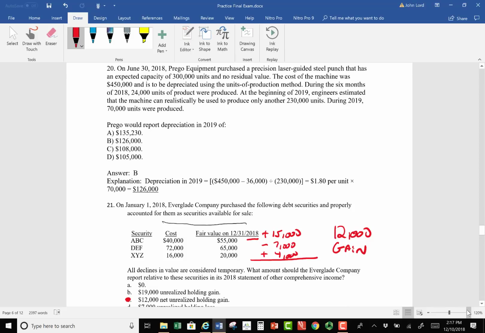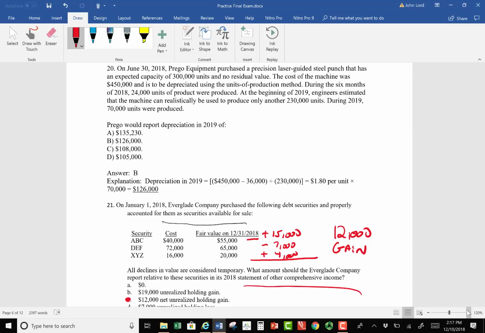So on January 1st, 2018, Everglade Company purchased the following debt securities and properly accounted for them as available for sale. And then the question asks, what should I report on my statement of other comprehensive income? And what's going to go into other comprehensive income is the amounts that I put in the valuation, or what do they call that? They used to call it a valuation adjustment, and they changed the name. You know, FASB needs to take a vacation and quit changing things that don't help us at all. Fair value adjustment. Okay, fair value adjustment.